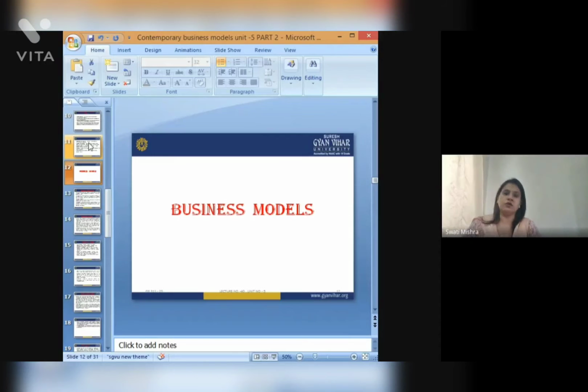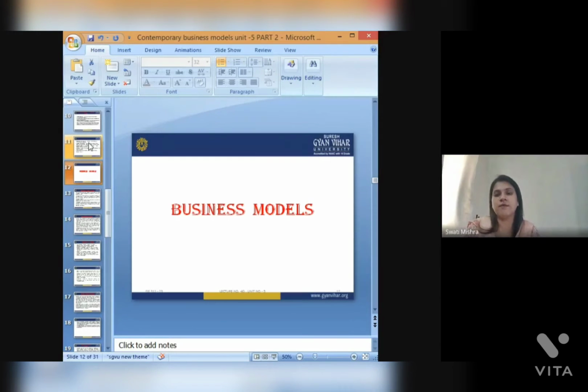So now let us move ahead and talk about the business models that are supposed to be discussed in today's session. As I told you, in these two sessions, today's session and the next session, we will be discussing somewhere around 12 different business models. So today we will be discussing half of them, and the other half will be discussed in the next session.